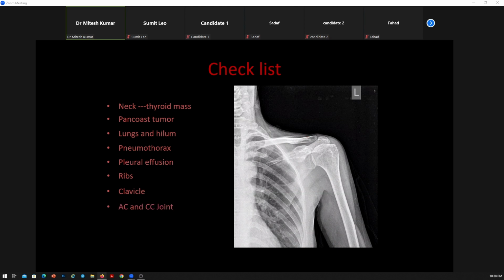Next is AC and CC joint, acromioclavicular and coracoclavicular joint. Here, the distance of AC joint should be less than 5 mm and the acromial part and the clavicular part should align with each other. Whenever we see AC joint subluxation, always look at the CC joint also. Normally it should be less than 13 mm. More than 13 mm means CC joint, CC ligament injury.